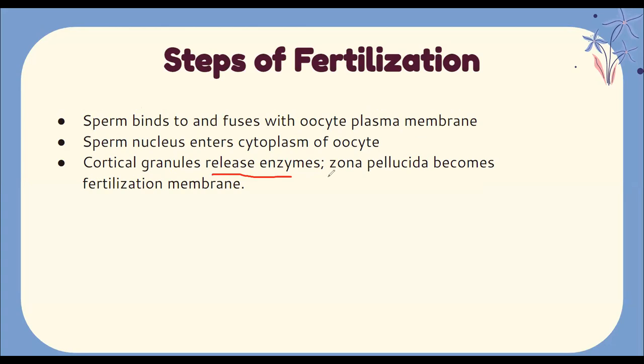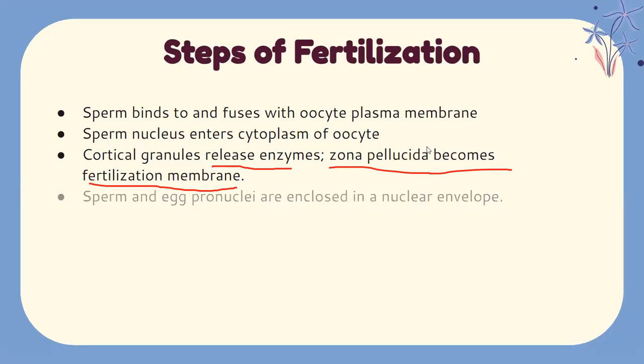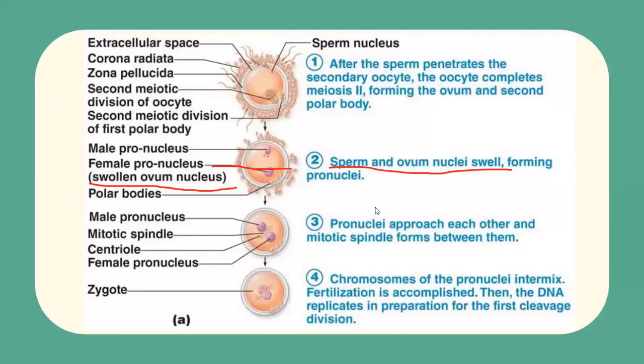Okay, then the zona pellucida will become the fertilization membrane. So now the sperm has entered, and the zona pellucida will undergo certain changes. It will not allow another sperm to enter, because now the zona pellucida becomes the fertilization membrane. Now both the nuclei are in the cytoplasm of the egg. So the sperm and the egg pronucleus are together in a nuclear envelope.